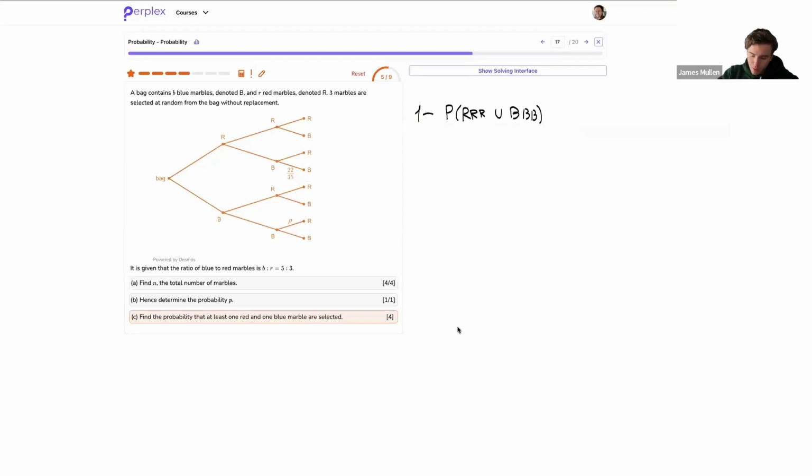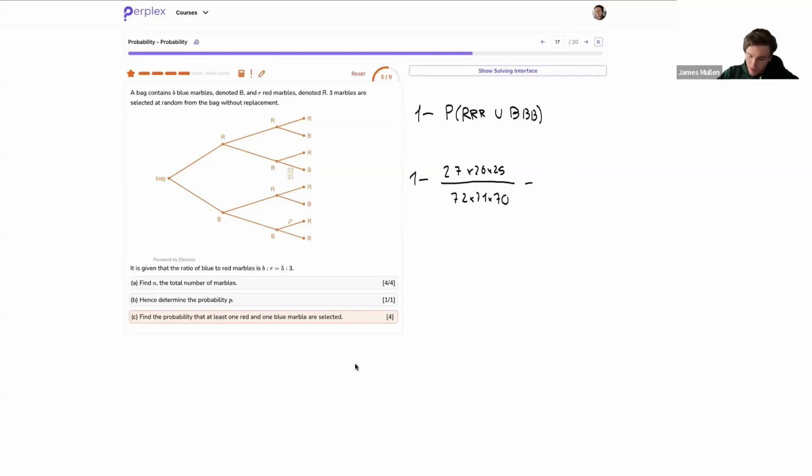But if I write this out, I can do 1 minus, and the probability of selecting 3 red marbles, well, I start with 27, then I would have 26, and then I would have 25, out of a total of 72 times 71 times 70. And something similar for the probability of 3 blue marbles. So let me just make some room here, and we'll do that.